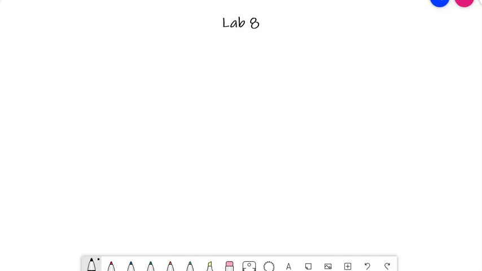Hello, welcome to lab number 8. In lab number 8, we will investigate what happens when we have one-dimensional collisions. And one-dimensional collisions are going to give us an introduction to both Newton's third law, which we saw in lab number 7, and the concept of momentum and transferring of momentum.